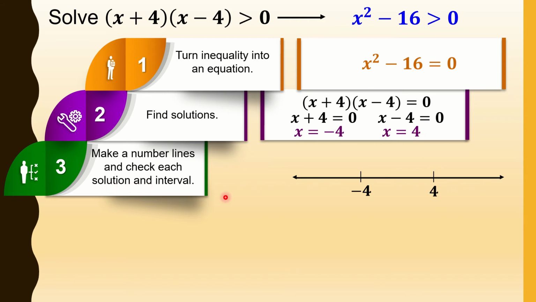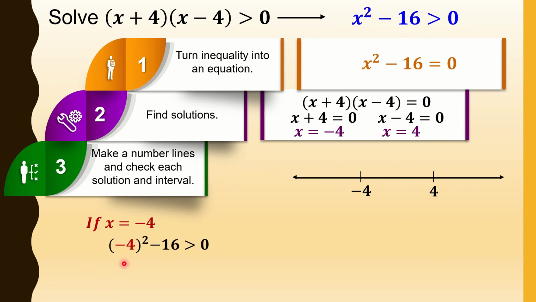Let us check each solution to see if it is included or not included. So let's start with negative 4. For now, I'll be using this standard form, x squared minus 16 is greater than 0. It's up to you. If you want to use the original inequality, you may do so. But for now, I'll be choosing the new standard form.